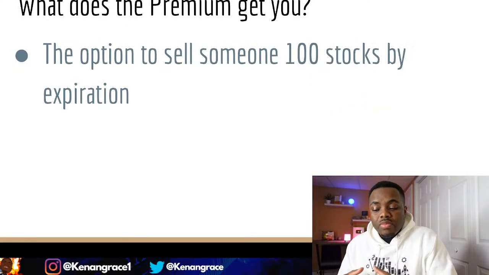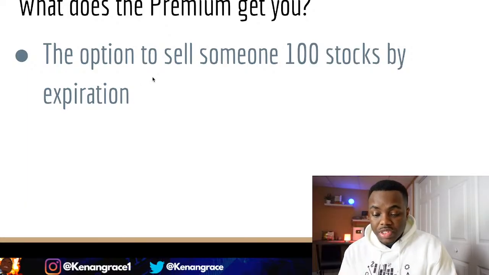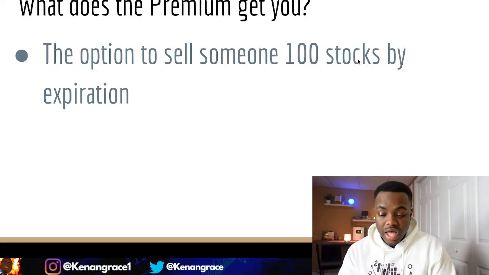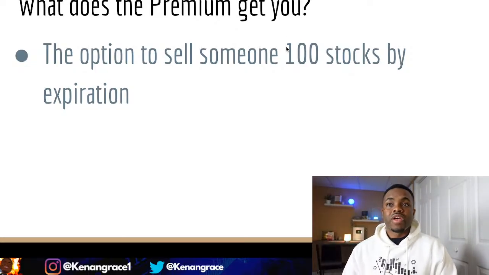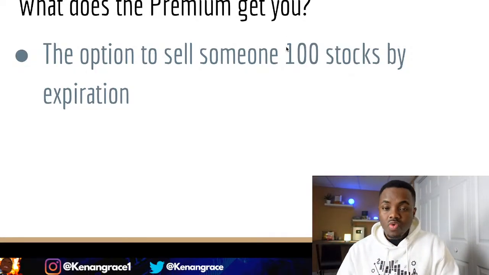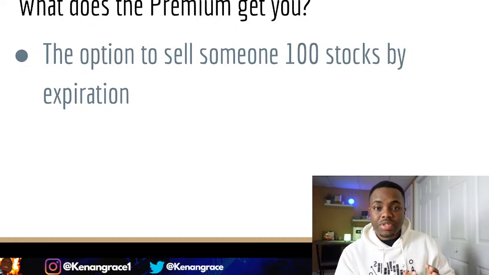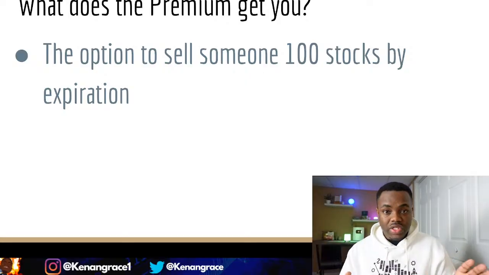What does the premium get you? The option to sell someone 100 stocks by the expiration. This is what the premium gets you. But remember, this is if you exercise. We are not looking to exercise. Exercise means you actually want to use the option. We generally never exercise the options.